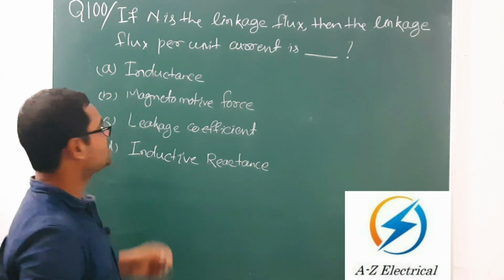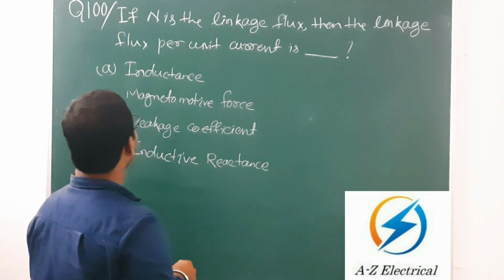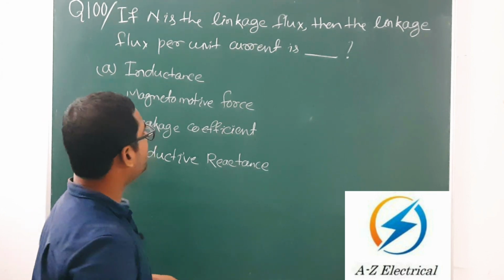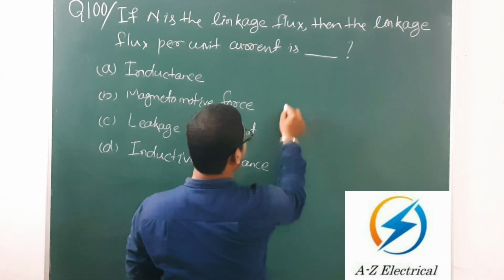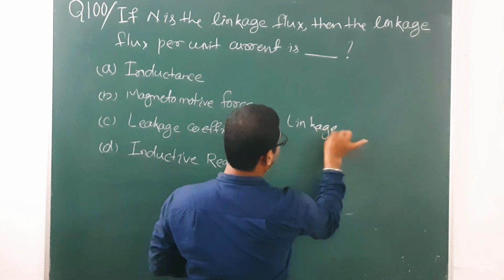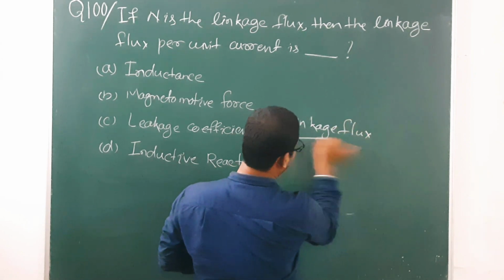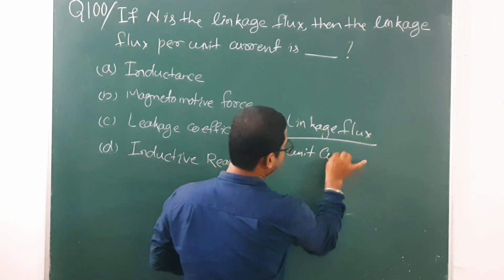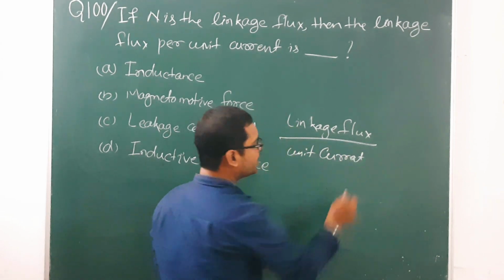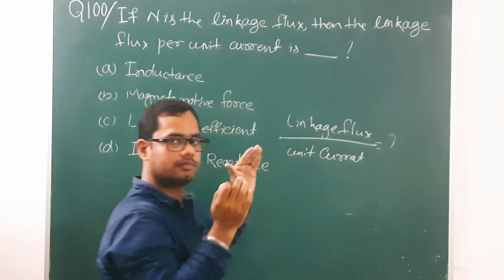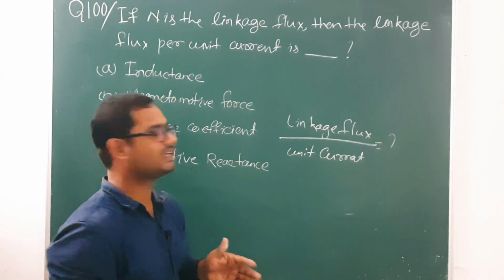Okay, so question number 100. If N is the linkage flux, then find the linkage flux per unit current. Okay, so it is asked to find out the linkage flux per unit current. What is the value? Okay, simple question. So first, before that, we have to know what is the linkage flux.